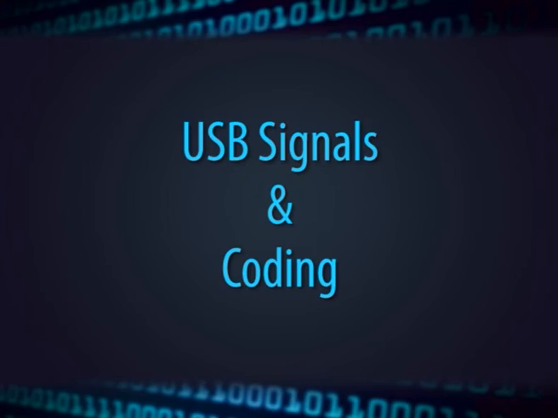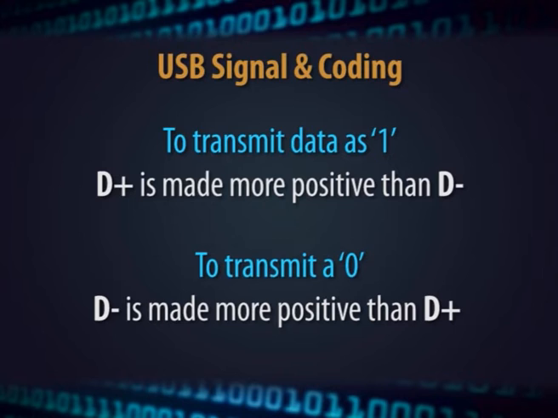USB signals and coding. USB signals are transmitted using differential signaling on a twisted pair data cable. Differential signaling means that to transmit data as 1, D plus is made more positive than D minus. Similarly, to transmit 0, D minus is made more positive than D plus. This cancels out common noise on both wires and gives higher reliability than serial interface.